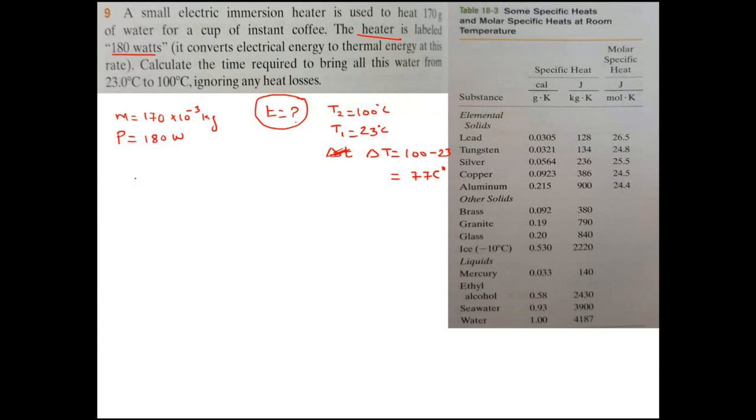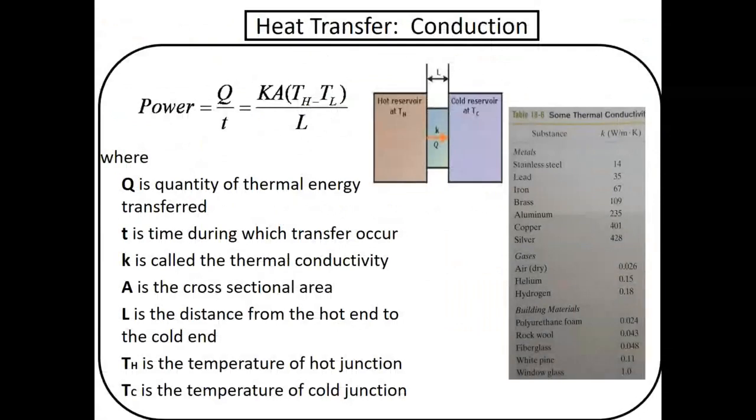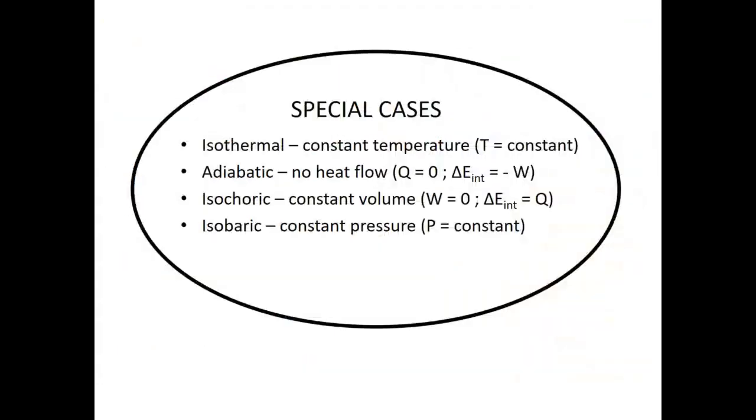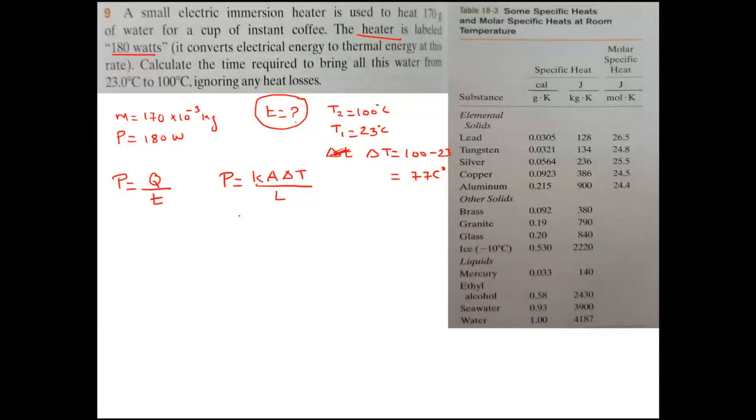So we have two formulas for the power, the conduction rate. Am I right? How many formulas do we have for the conduction rate? Two. P equal to Q over t, and also P equal to k A delta T over L. Am I right? Yes. So out of these two formulas, which formula are you going to use? First one. The second one is not applicable. So I have to use this formula.